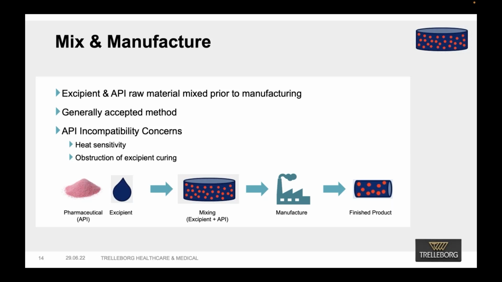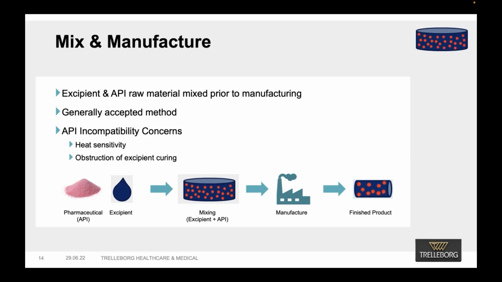So we start with mix and manufacture because this is generally the best accepted method. It's the one that's in use today. It really comes down to mixing the excipient and the raw material together prior to the manufacturing phase. So I'll provide a little bit of an icon process here down at the bottom to show how that process works. Basically, you're combining the pharmaceutical and the excipient materials together prior to the manufacturing phase. You'll mix those and then push it through the manufacturing process. And at the end of that, obviously, you've got your finished product with both drug and excipient material formed.